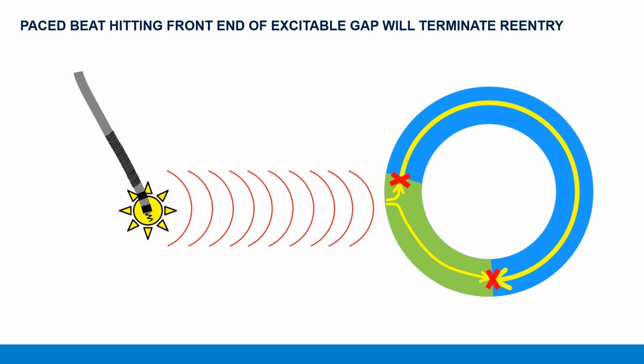This is how anti-tachycardia pacing works, and the entire goal of ATP of any scheme. We're trying to get a single beat into the excitable gap near the front end of the gap, meaning near the tail of the arrow, where tissue is refractory, and will hit refractory tissue in both directions, thereby extinguishing the tachycardia circuit.